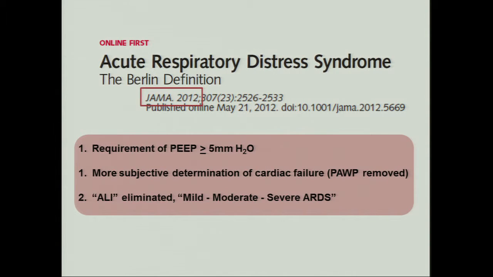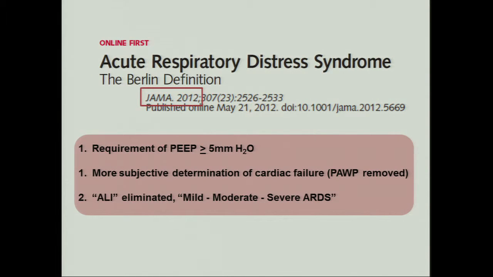However, clinicians and investigators weren't too happy with the American-European consensus conference guidelines. One of the big problems was that they never defined the amount of PEEP that should be used. And by 2000, 2010, it became increasingly clear that PEEP plays a huge role in the outcomes of ARDS patients. So the smart physicians got together again, in Berlin this time in 2012, and came up with what we call the Berlin definition for ARDS. And now for the first time, there's a requirement for a PEEP of at least 5 or greater.